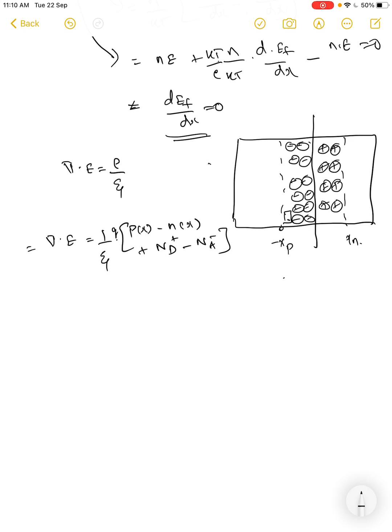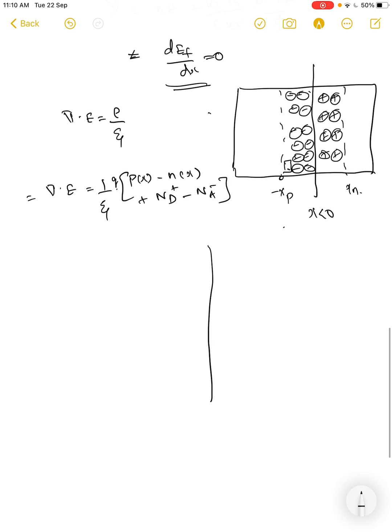Now if I take a region for x lesser than 0, let us split this into two different ways. For x lesser than 0, that is predominantly the p-type region, and we are talking about the region where there are charges. Above this xp, we see that you still have the equilibrium p-type region with no charge. If there is no charge, the electric field is 0 till x lesser than xp.